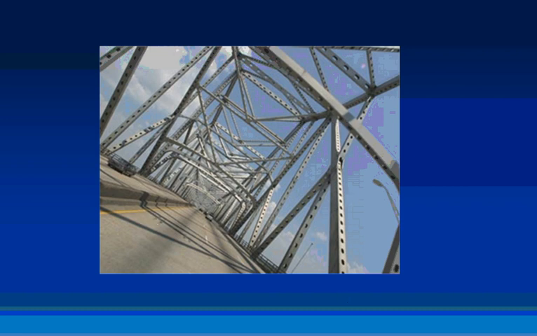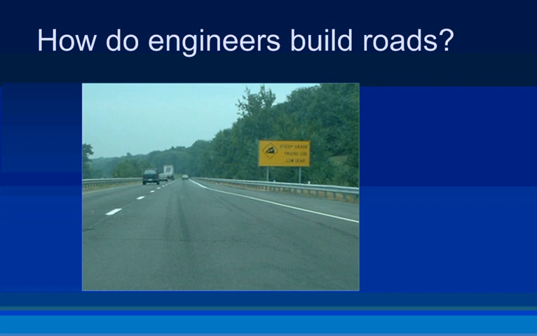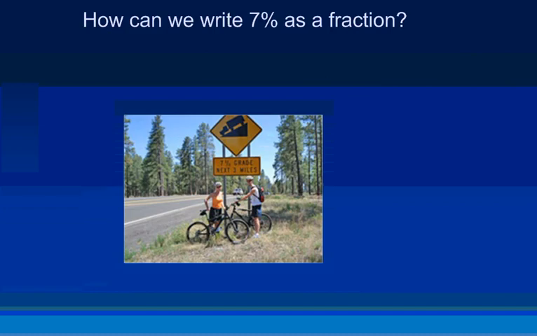So let's continue. How do engineers build roads? We see that we have a decline going down here. How can we write 7% as a fraction? So this is showing us a 7% grade. And so how could we write that as a fraction?